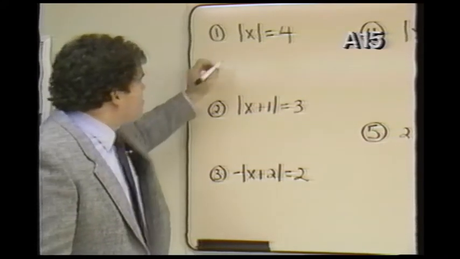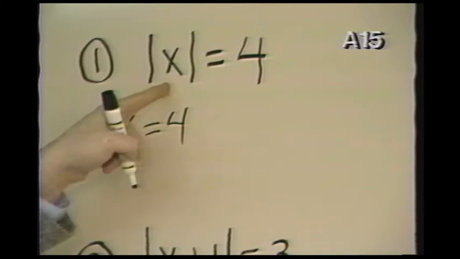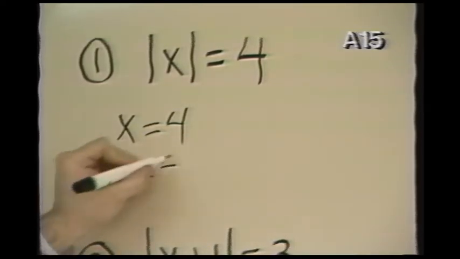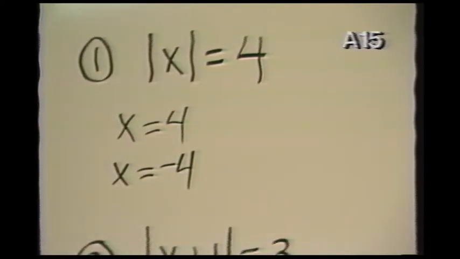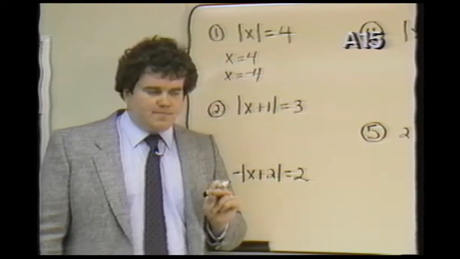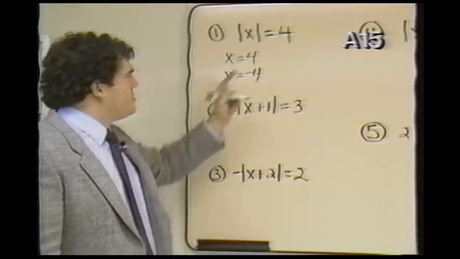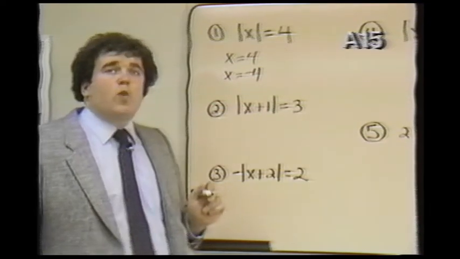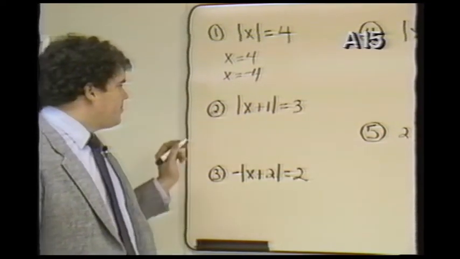If x were equal to 4, you would find the absolute value of 4 to be 4. And if x equaled negative 4, you would find the absolute value of negative 4 to be 4. So every single time we have an absolute value problem, we must set the problem equal to the positive and negative number found on the right side of the equal sign. Let me show you how a few more problems are done.